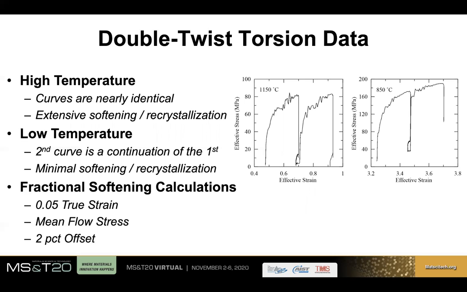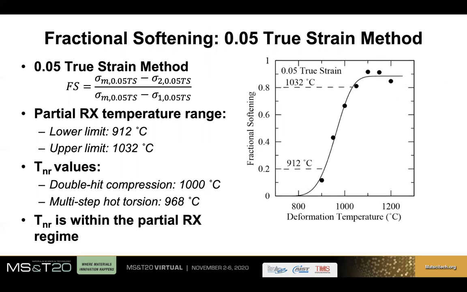Next we'll look at the fractional softening calculations from each of the 3 methods that I mentioned previously to predict the temperature region of partial recrystallization. We'll start with the 0.05 true strain method. Here we have the equation used to calculate fractional softening according to the 0.05 true strain method, and we have several different stress terms: sigma m, sigma 2, and sigma 1. Sigma 1 and sigma 2 are the stress values at a 0.05 true strain offset for the first and second deformation passes in the test.